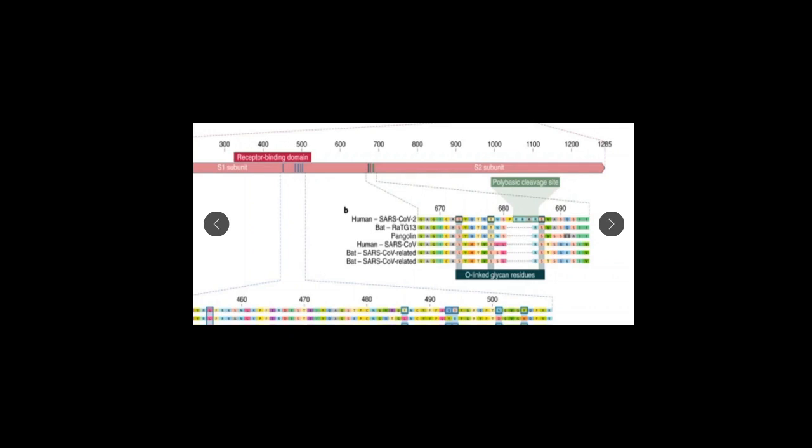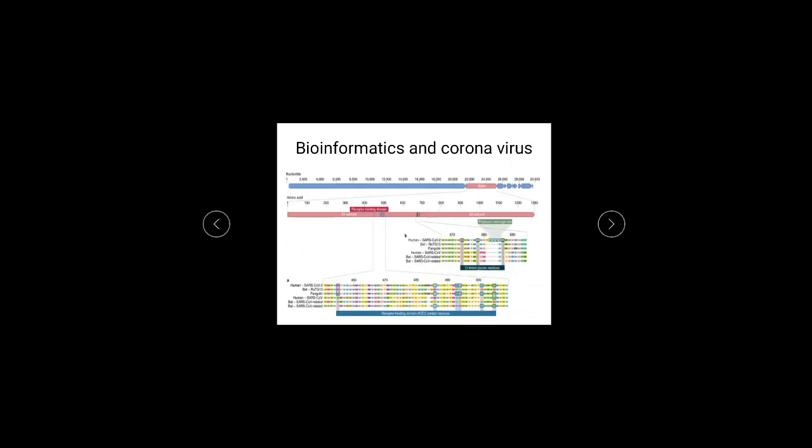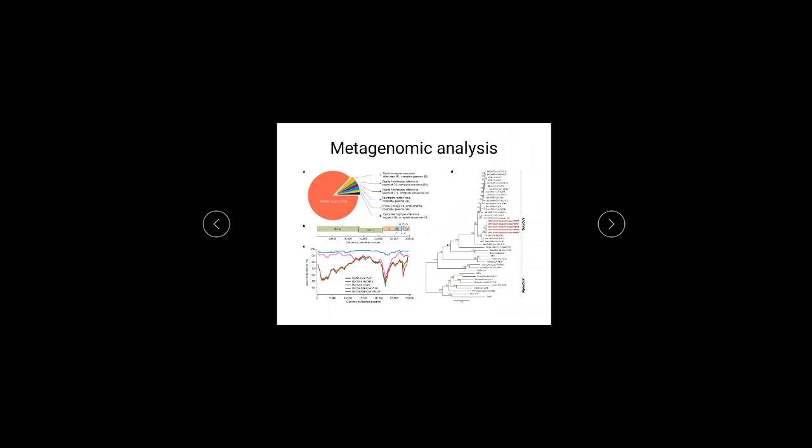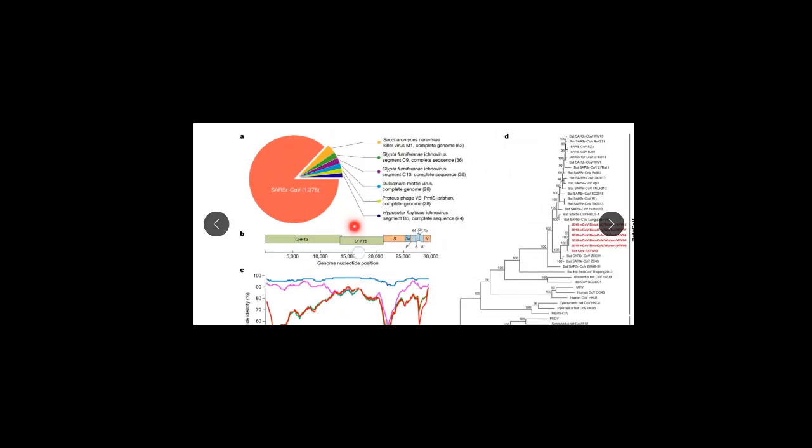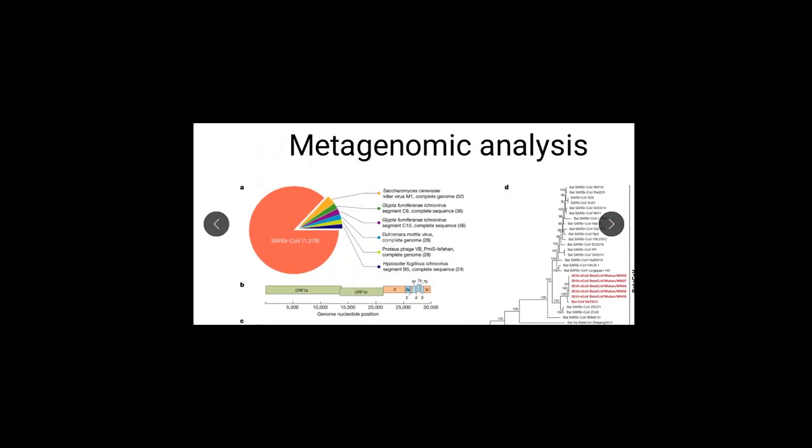And with this mechanism, several viruses utilize mutation-like domains as glycan shields involved in immune evasion mechanisms, which we will talk about later in the video. And the other is the metagenomic analysis.